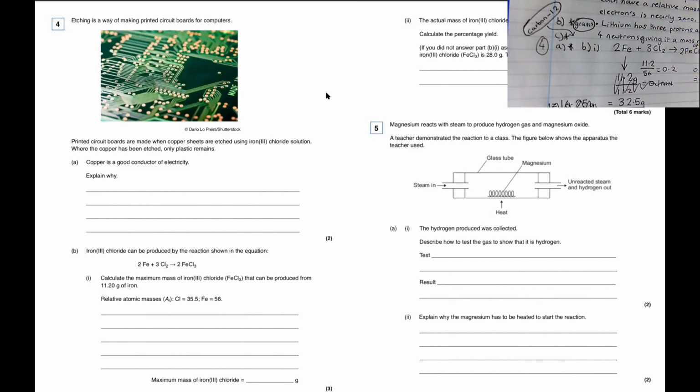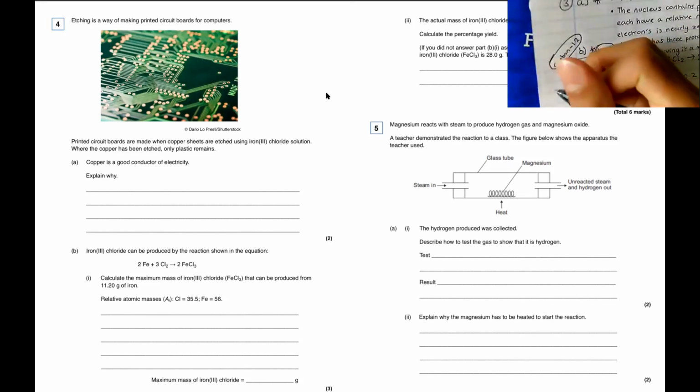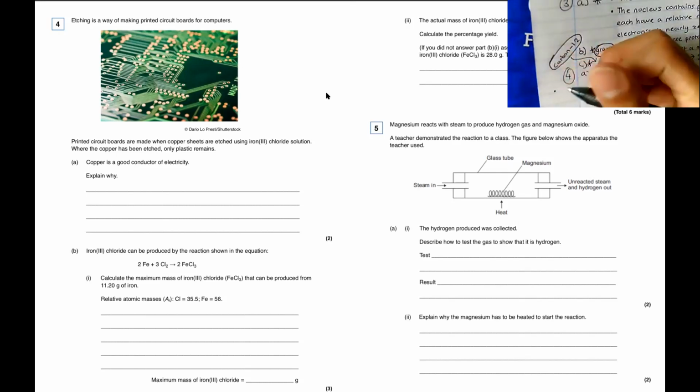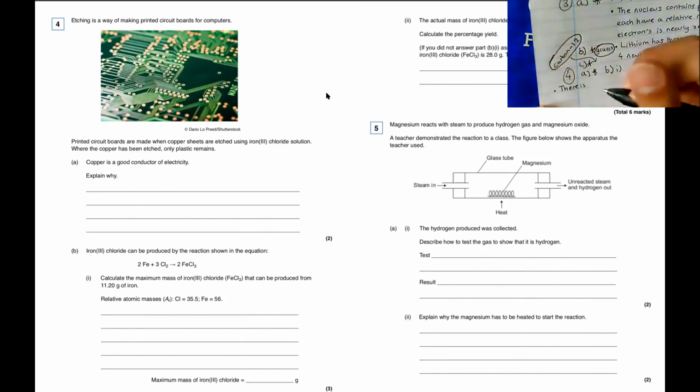Is that the delocalized? Those are the delocalized electrons. And for conduction of electricity to take place, you need mobile electrons within the bulk of the material. Copper has a high density of these mobile electrons, which makes it a good conductor. So in copper, there is metallic bonding, i.e. positive ions surrounded by a sea of delocalized electrons.